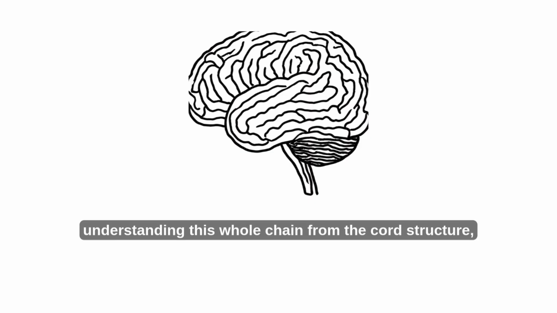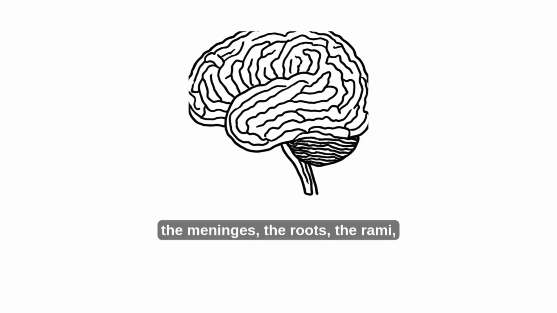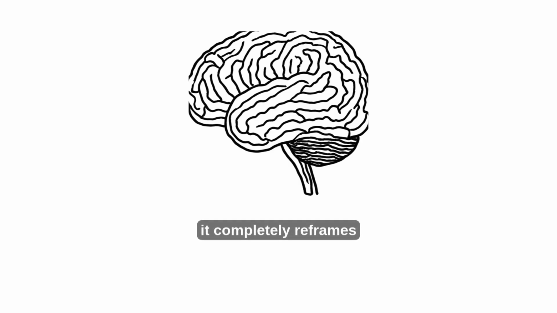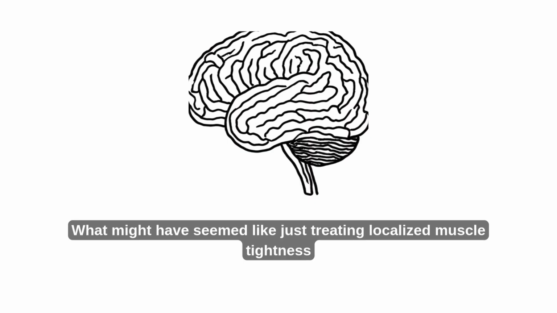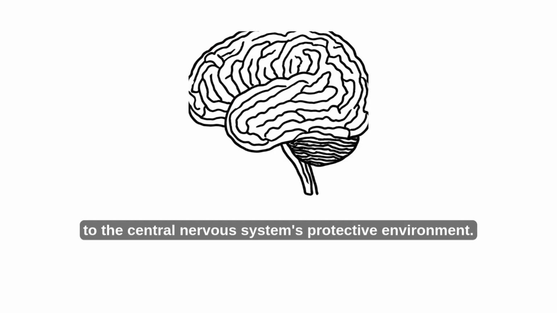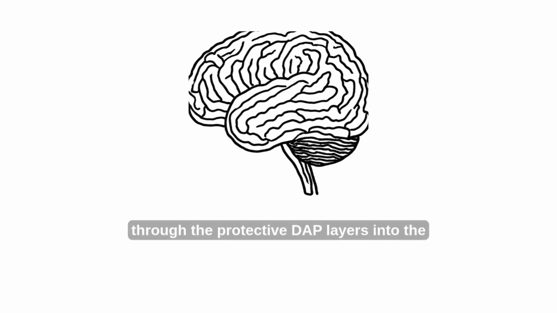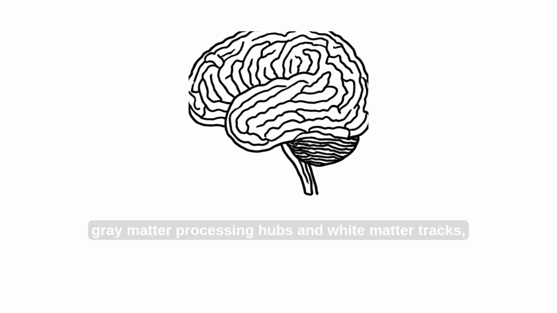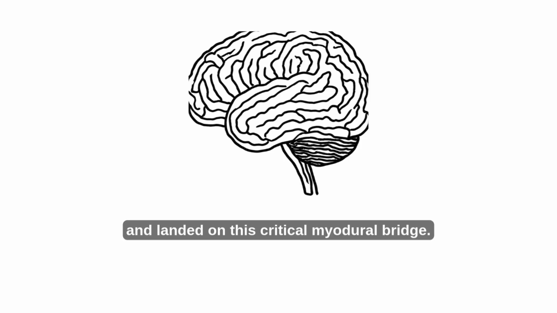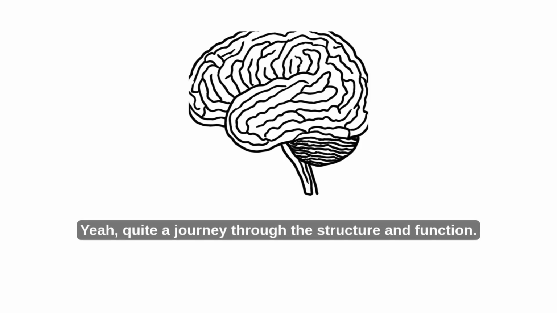So understanding this whole chain from the cord structure, the meninges, the roots, the rami, all the way to this tiny muscular connection to the dura, it completely reframes suboccipital work. It really does. What might have seemed like just treating localized muscle tightness now has a direct, demonstrable link to the central nervous system's protective environment. Okay, let's try to wrap this up. We've gone from the gross anatomy of the cord through the protective DAP layers into the gray matter processing hubs and white matter tracts, out through the spinal nerves and rami, touched on dermatomes, and landed on this critical myodural bridge. Yeah, quite a journey through the structure and function.